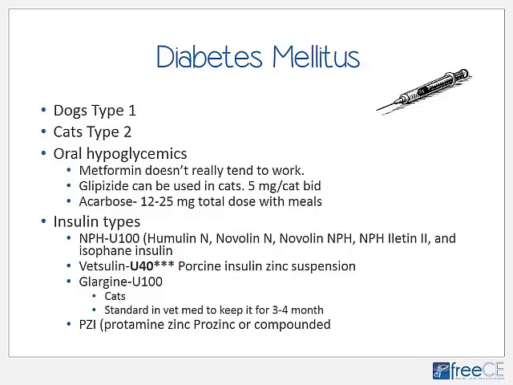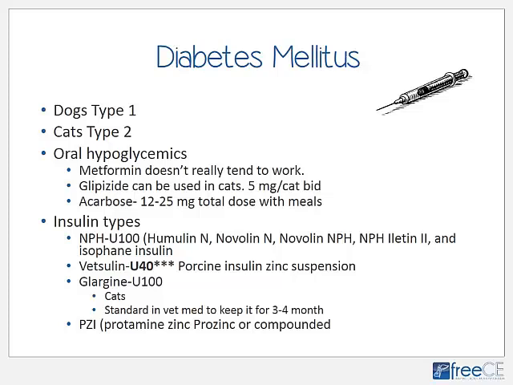Of the oral hypoglycemics, glipizide is usually the most successful as it stimulates endogenous insulin secretion. However, it does require functioning beta cells to work. The effect also doesn't last very long, with the peak effect 15 minutes after administration. The dose for glipizide in the cat is 5 mg per cat BID with a maximum dose of 7.5 mg BID. You may also see prescriptions for acarbose.